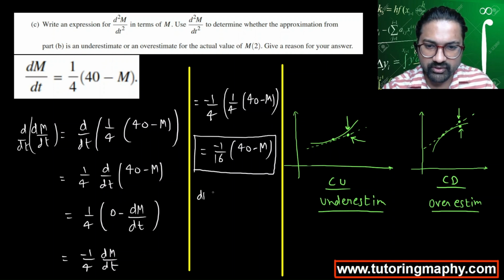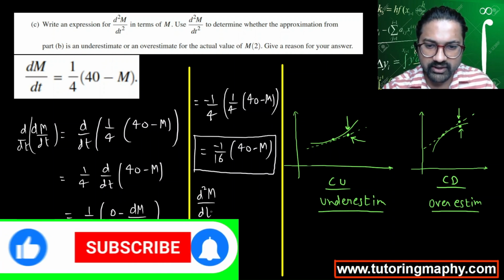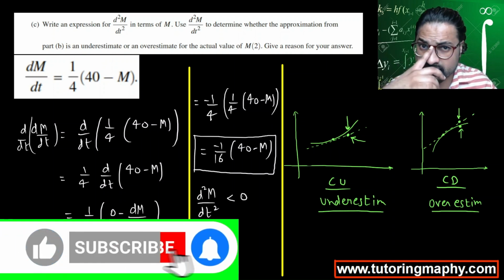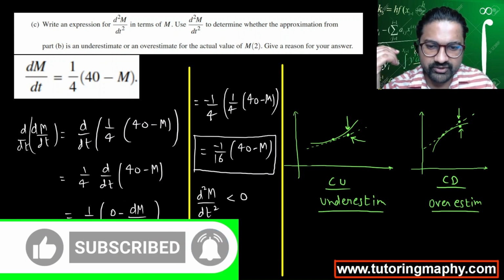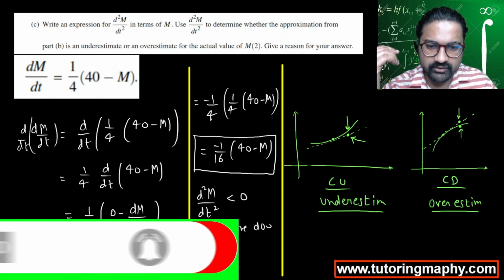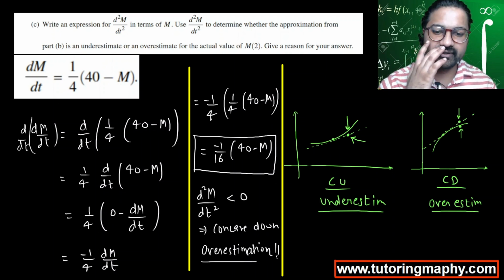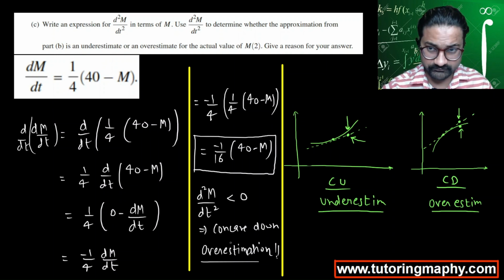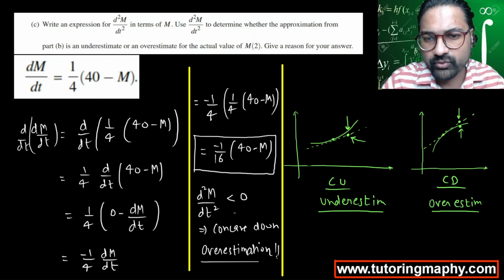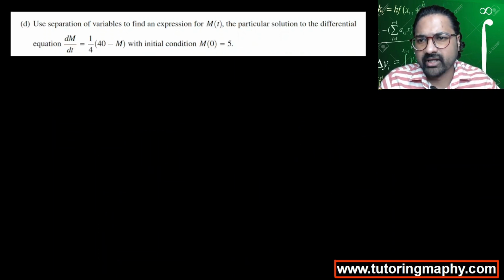So I think you know what I'm going to say now, that d square m over dt square is less than 0, which implies that the function is concave down. And courtesy of the green part, which we already did earlier, concave down means it's an overestimation. So what we estimated in part B is actually an overestimation of the actual value of m2, right? It's an important question. This concept in itself is quite important, so please make sure you understand this.